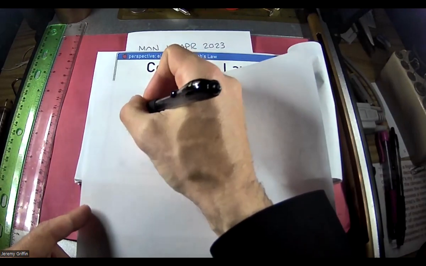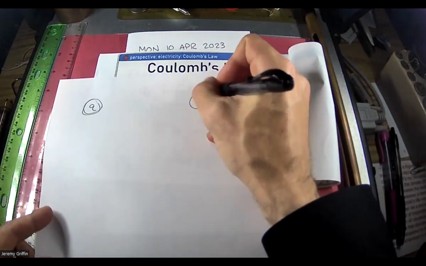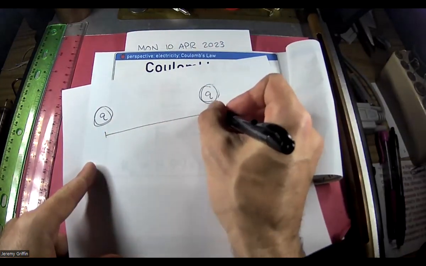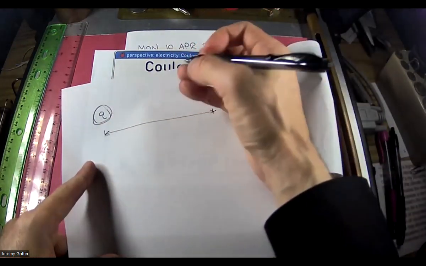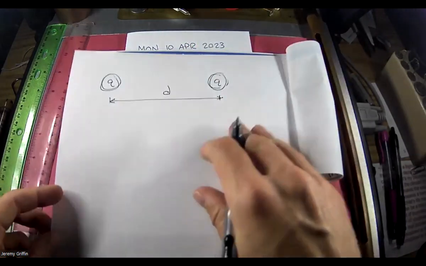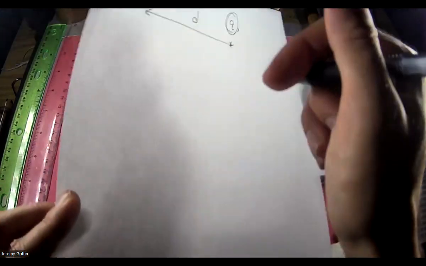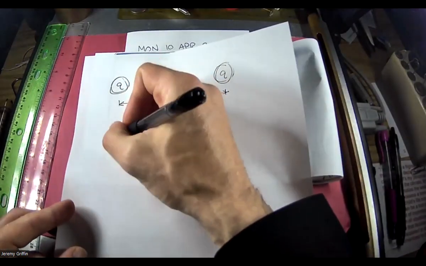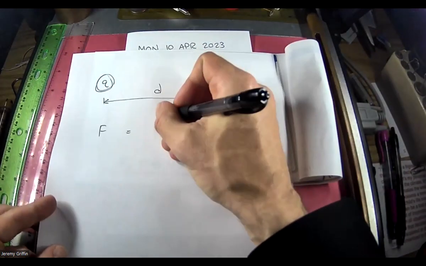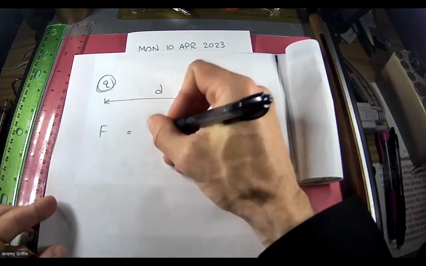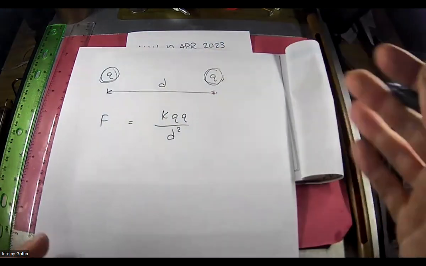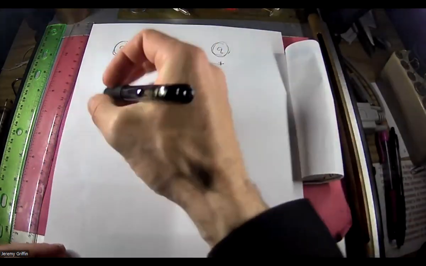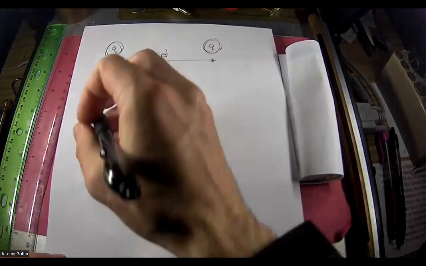So what if you have a charge here, call it Q, and a charge here, call it Q, maybe the same charge, they don't have to be. And there starts off some distance between the two, I'll call it D for distance. And then the initial force: force is equal to k Q Q over distance squared. If they were both the same sign, it would repel, but let's just focus on the magnitude. Let's say that's the original force.